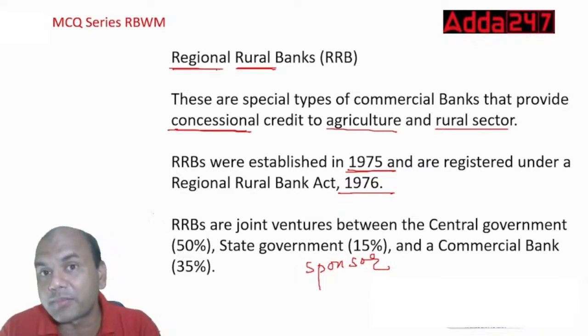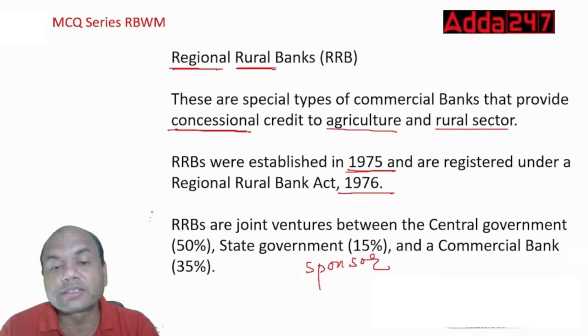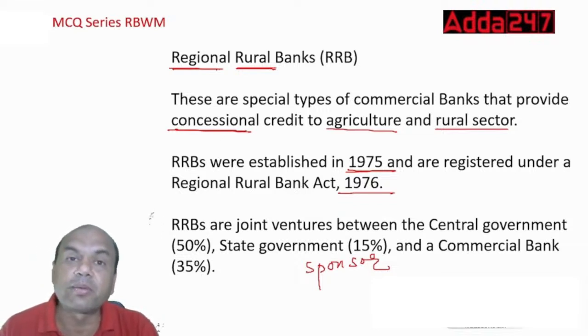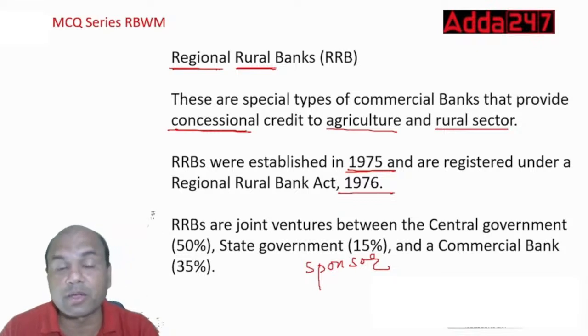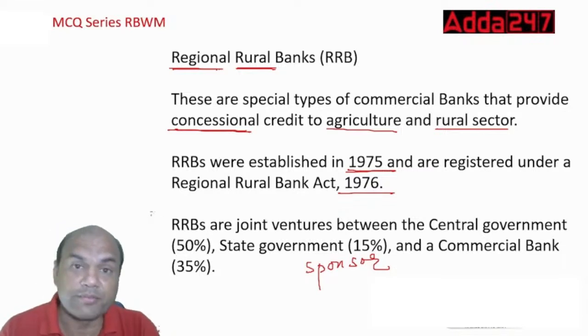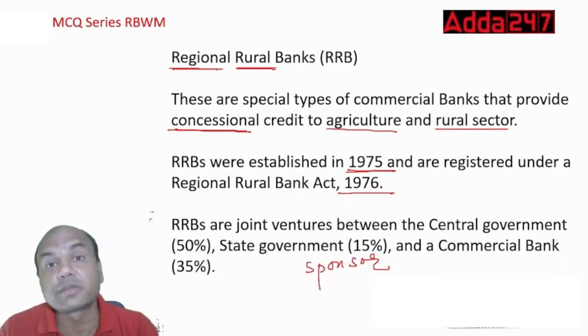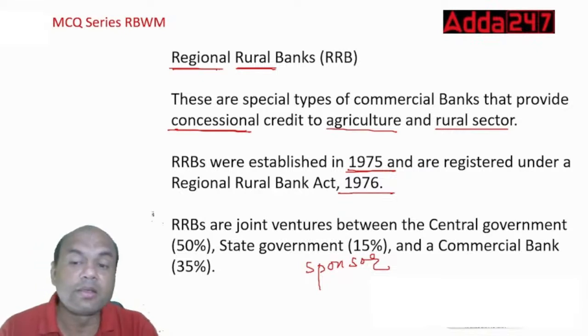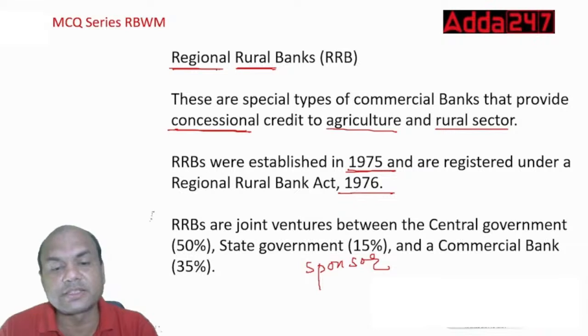Right now, what is happening? The government is coming up with a thought process: why should these be kept this way only? Can't these RRBs be a separate bank altogether, no sponsor bank? Can't all the RRBs be combined in India? So this is a thought process. But from the exam point of view, remember central government, state government, commercial banks, and these are the proportions.